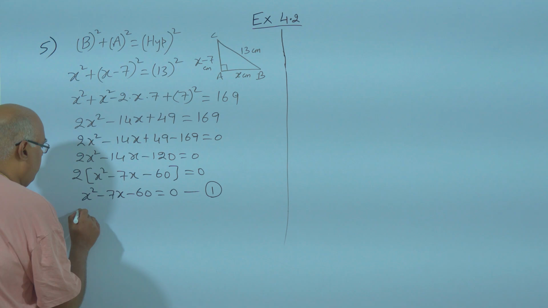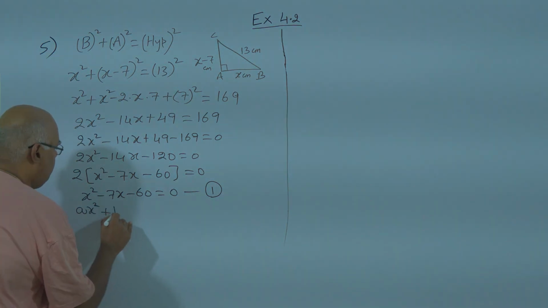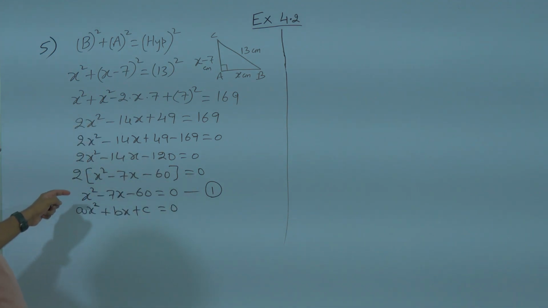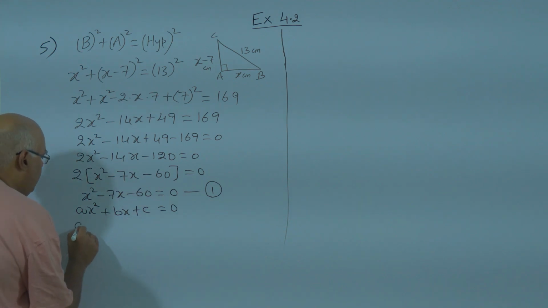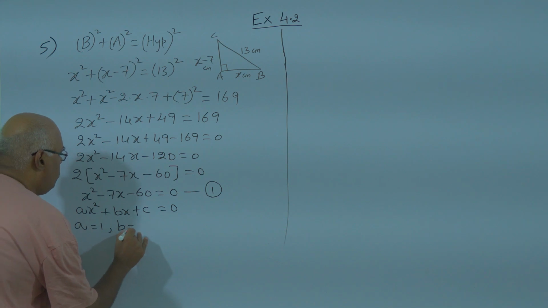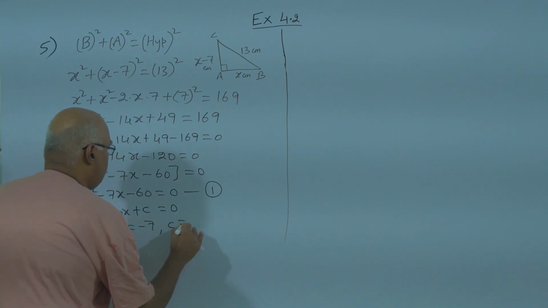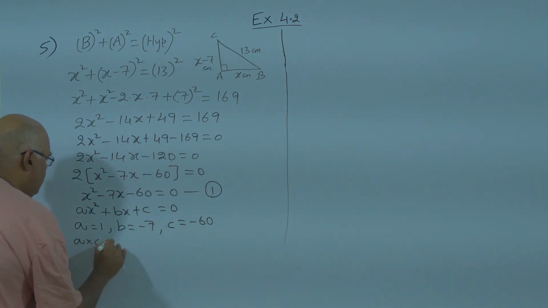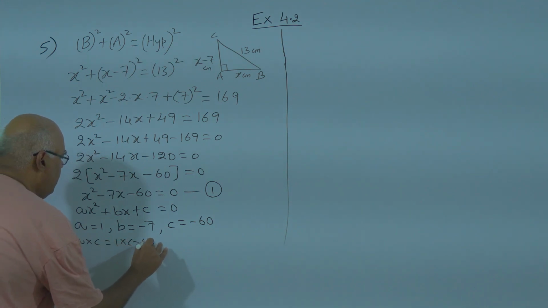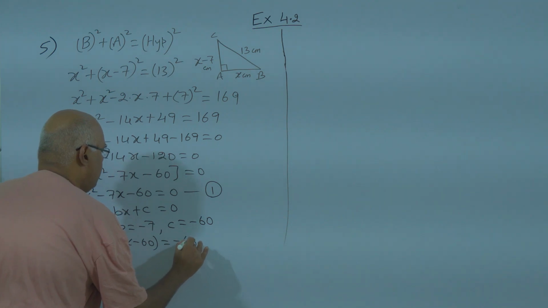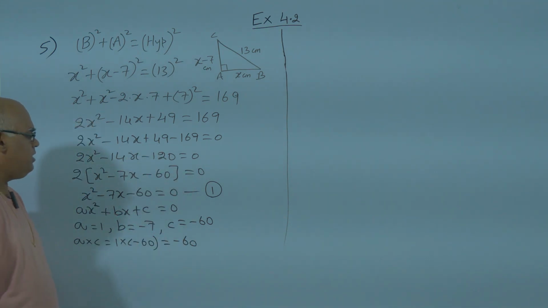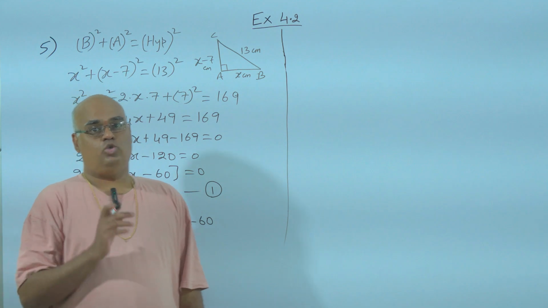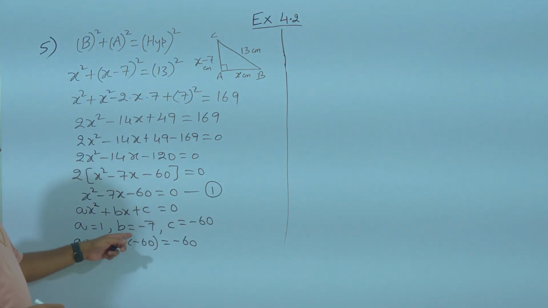We know that the standard form of the quadratic equation is ax square plus bx plus c is equal to 0. If we compare quadratic equation 1 with the standard form, we will get a is equal to 1, b is equal to minus 7 and c is equal to minus 60. Now let us find a into c. a into c is 1 into minus 60, which is minus 60. Now we have to select two factors of minus 60 in such a way that on adding those two factors, we should get the value of b, that is minus 7.